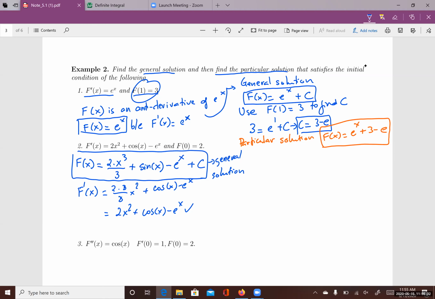And then the next step, in order to find the particular solution, you need to find c. How can you find c? You just need to use the initial value. So to find the particular solution, plug 0 into x and 2 into y to find c. 2 equals 0 squared plus cosine 0 minus e to the 0, plus c. Cosine 0 is 1, minus 1, plus c, so c equals 2.